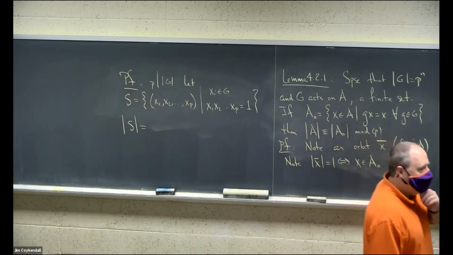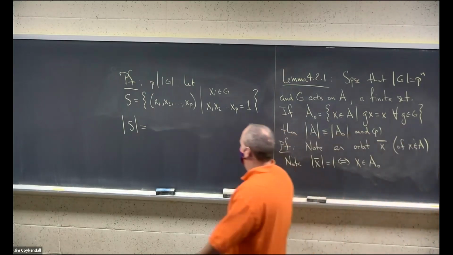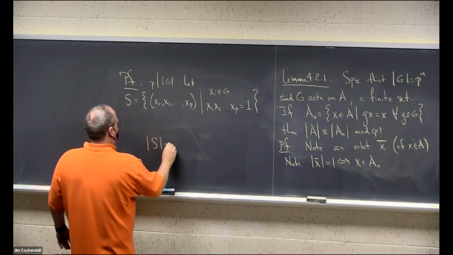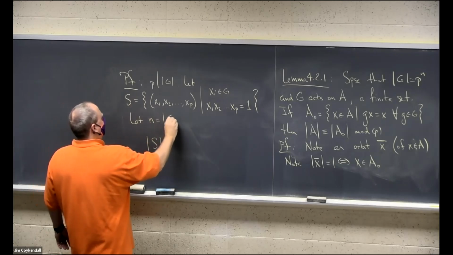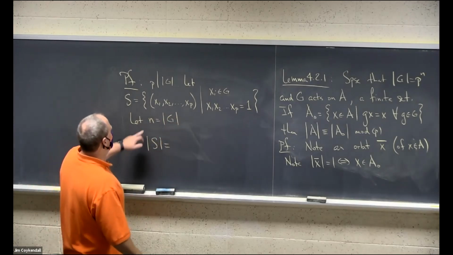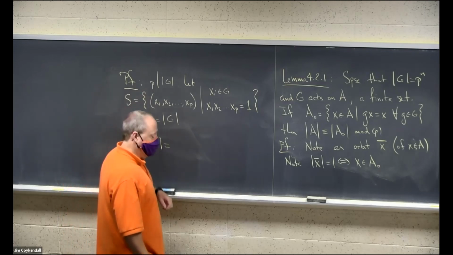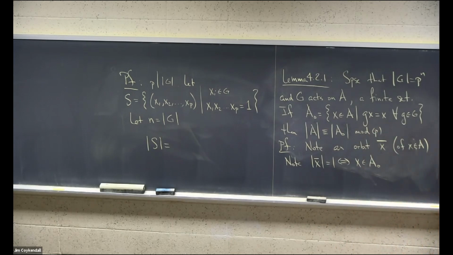How many elements are in S? How will we count this? There's kind of a clever way to count this. Let me write this here. Put into the order of G, I'm just going to write it as n. Notice the p must divide n. How many elements are in this crazy set?